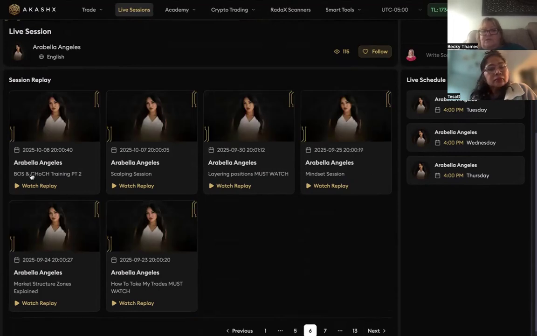Break of structure and change of character training, part 2. Layering positions, and she wrote must watch. Definitely do that. How to take my trades, must watch. So start with like page 6 and kind of work your way backwards with hers. Any of hers that say scalping session, they're great too. But these ones that she has named are definitely good.